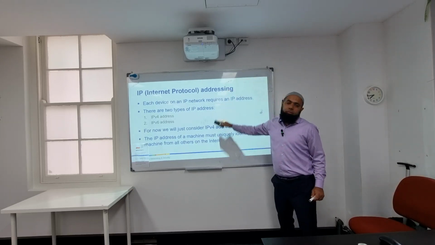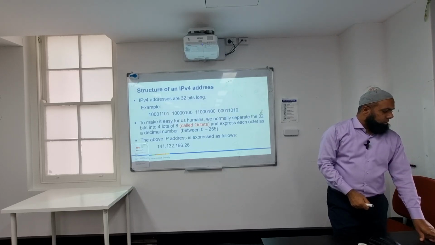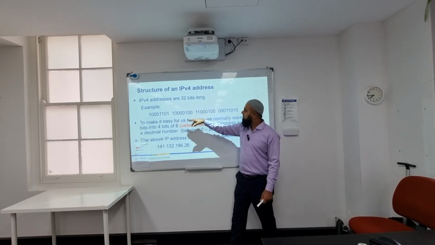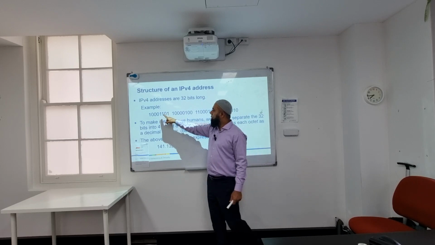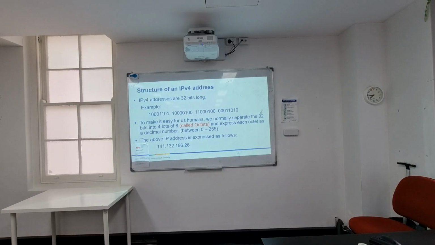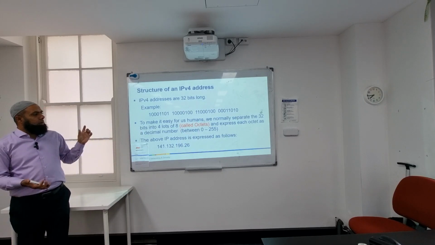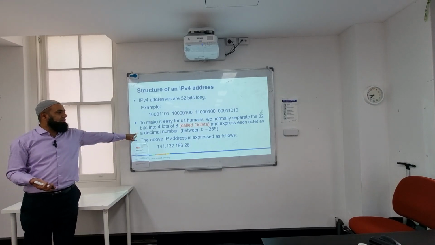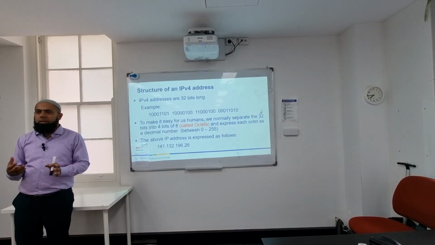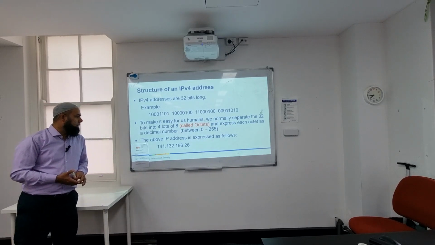So first we are considering IPv4 addressing. As I mentioned, it's 32 bits long. You can see that we have 8 bits, 8 bits, 8 bits, 8 bits, altogether 32 bits. So what we do is divide the 32 bits by 8 into 4 equal parts and express each octet as a decimal number between 0 to 255. That's its range, our boundary for a 32-bit IP address.